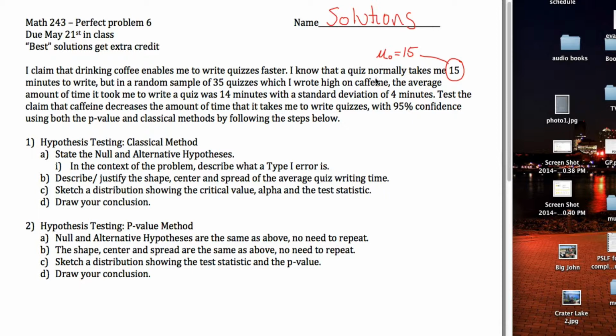Because we're saving mu for something else that we're going to use later. So I know that normally a quiz takes me 15 minutes to write, but in a random sample of 35 quizzes, sounds like a sample size, so n equals 35, which I wrote while drinking coffee. The average amount of time it took me to write a quiz, so this sounds like a sample average here, was 14 minutes. Sample average, we use x bar to represent. And my sample standard deviation was 4.